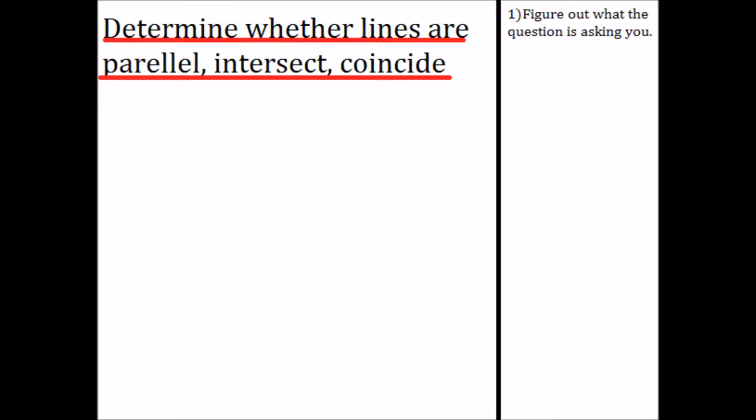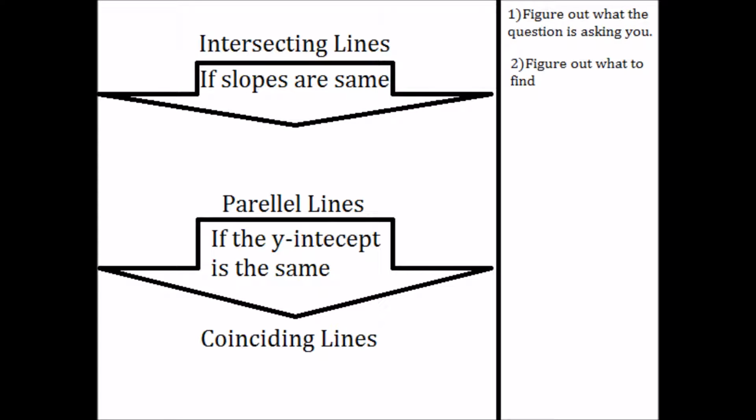So the first thing you do is figure out what the question is asking you. Well, the question simply states to determine whether the lines are parallel, intersect, or coincide. So it's asking to classify lines. The next step is to figure out what to find.